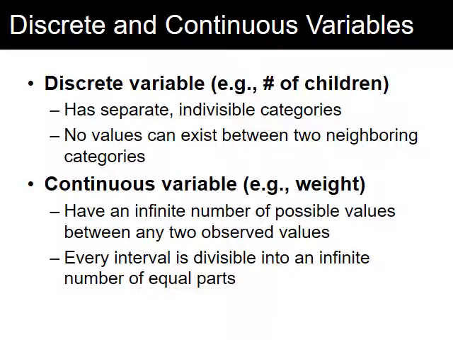So we could only have 1 or 2 or 3 children, but we could weigh 150 pounds, we could weigh 150.157 pounds, or 150.836 pounds. The interval itself is divisible into an infinite number of equal parts.